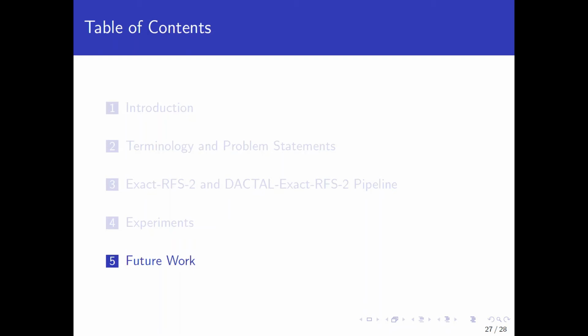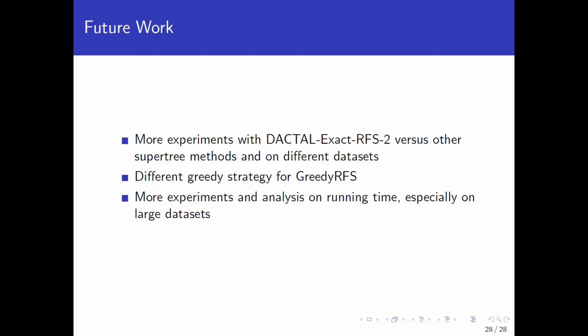There are a lot of future directions that we can explore for this project. First of all, we can do more experiments with the Dactyl exact RFS2 pipeline in comparison to other leading supertree methods. We can also do experiments on different data sets. Another direction is we can try different greedy strategies for the greedy RFS algorithm. To complete the work, we can also do more experiments and analysis on the running time of the algorithm to show the practicality of the algorithm, especially on large data sets.